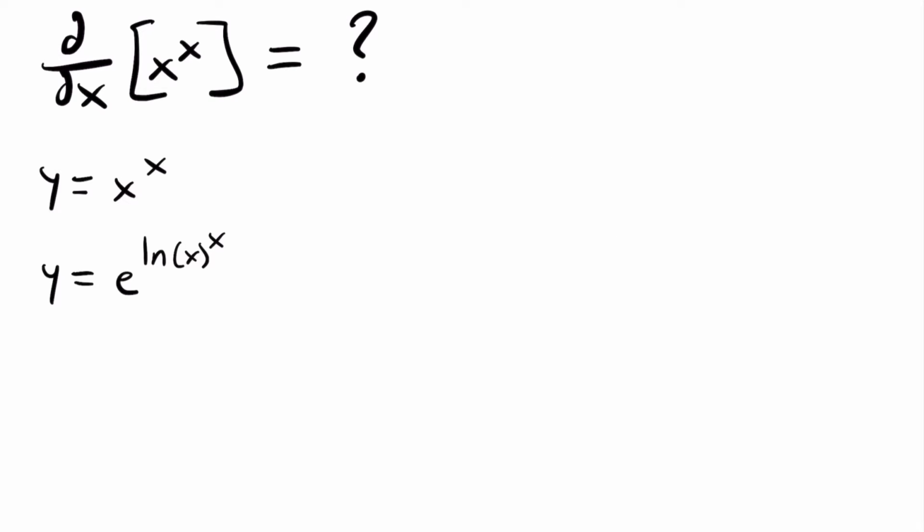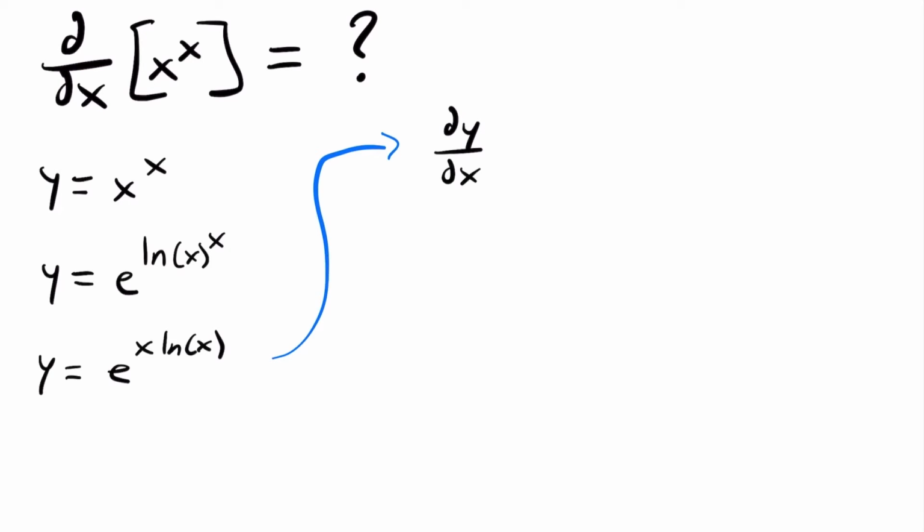So now, just like we did in our previous method, we can use the properties of logs to move this x in the exponent out front of the natural log. So we will have that y equals e to x times the natural log of x. So now we're ready to take the derivative. We will have that dy dx is going to be equal to the derivative of e to the power of x times the natural log of x.